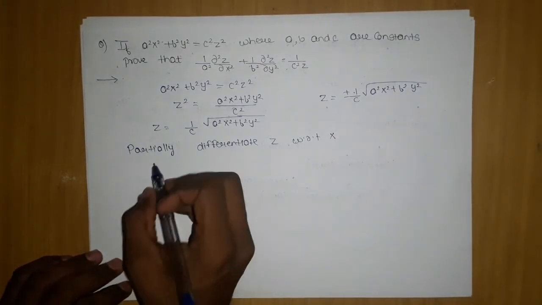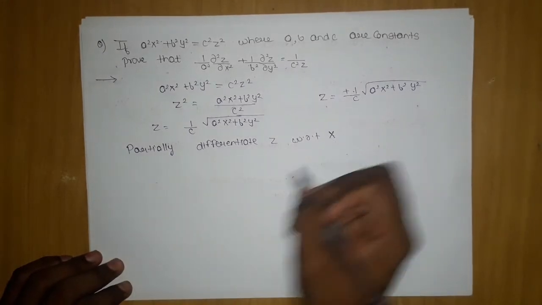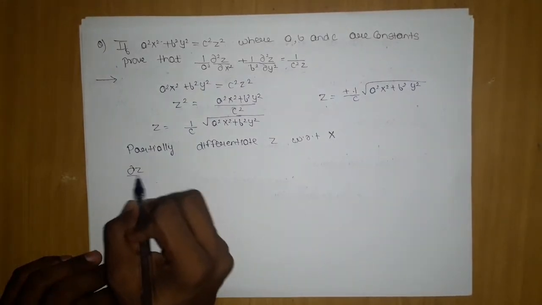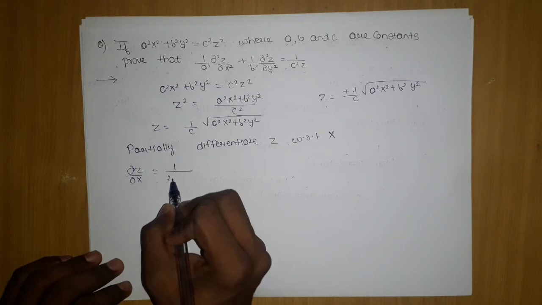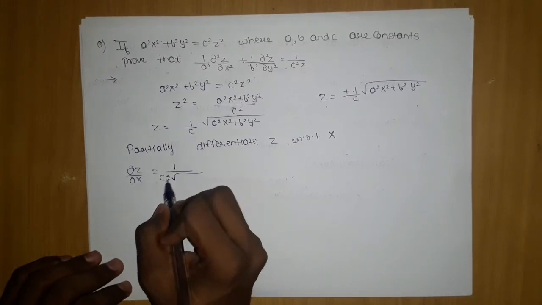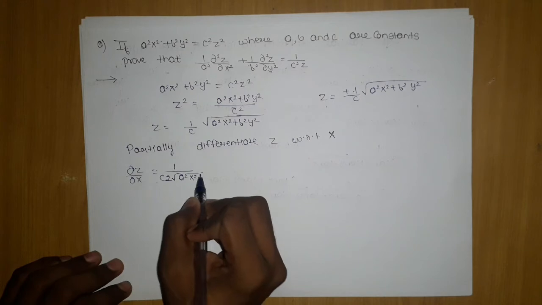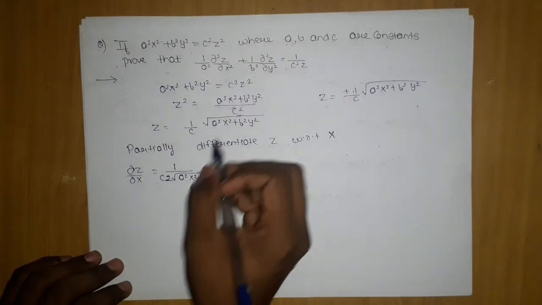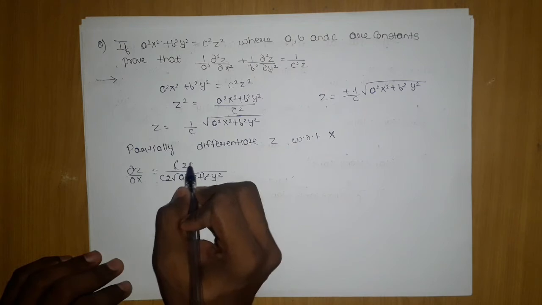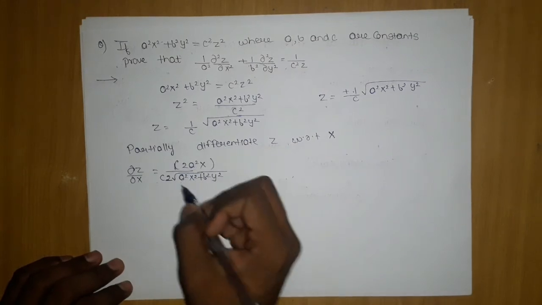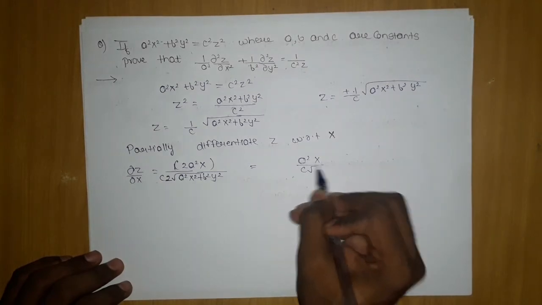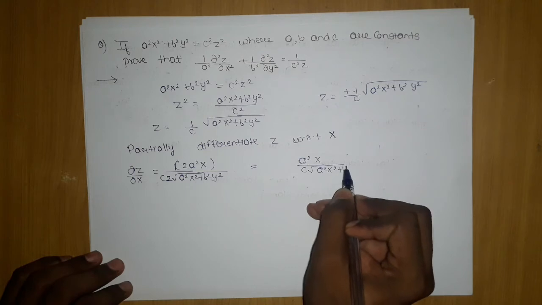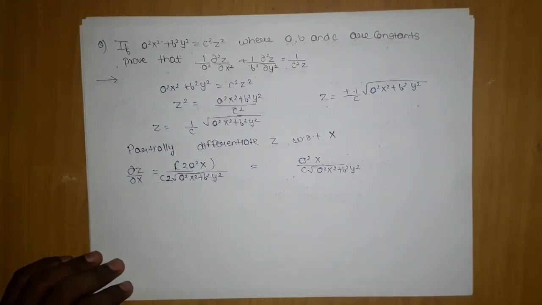What we are going to get? ∂z/∂x. It will be 1 by 2 under root, c will be as it is, 2a²x² plus b²y², right? Here if I partially differentiate x, it will be 2a²x, which will finally simplify to a²x by c under root a²x² plus b²y². This is our required thing.